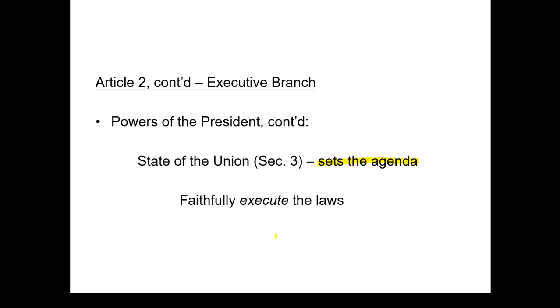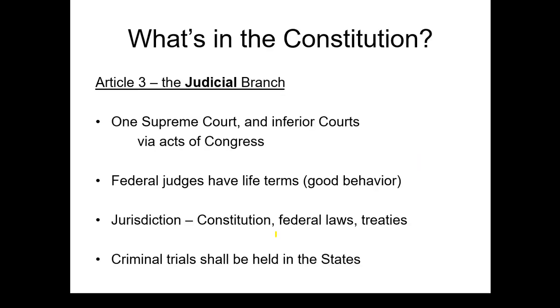Article 3 is fairly short and sweet, talking about the judicial branch, the Supreme Court, and the so-called inferior courts below that. We'll talk about that structure in more detail later on. But you have the Circuit Court of Appeals right below the Supreme Court. There's 13 of those spread out all over the country. And then the district courts, of which there are about 94 federal district courts spread out all over the United States. That's the federal judicial branch.